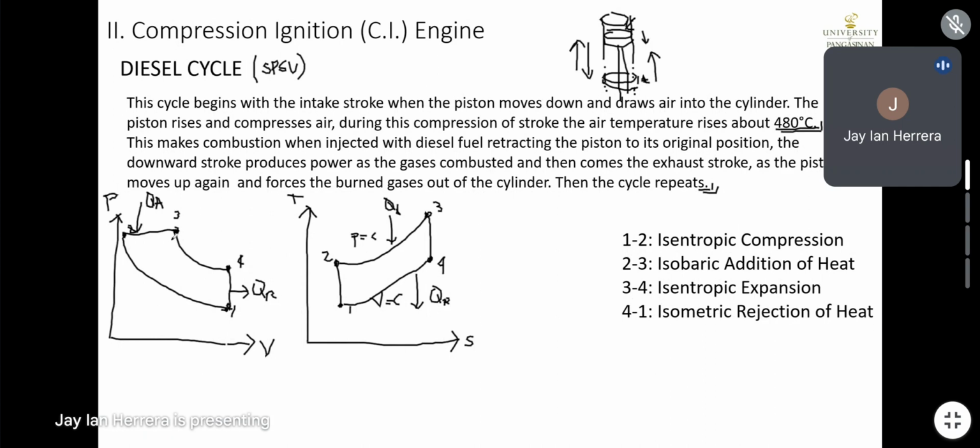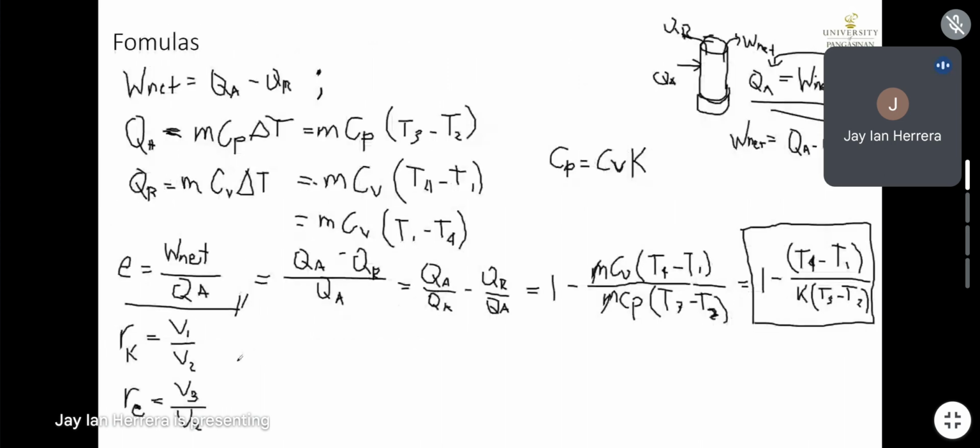So, kahit na same tayo kasi ng pressure, technically, nag-expand yan sa part na yan, sa parts 2 to 3. That is our cut-off ratio in that certain process. RC.